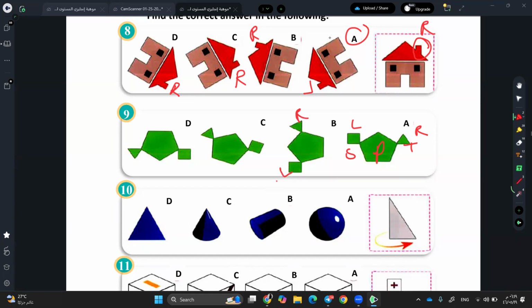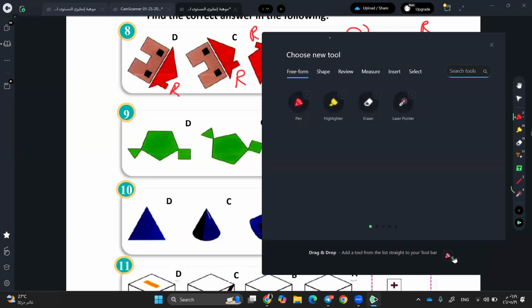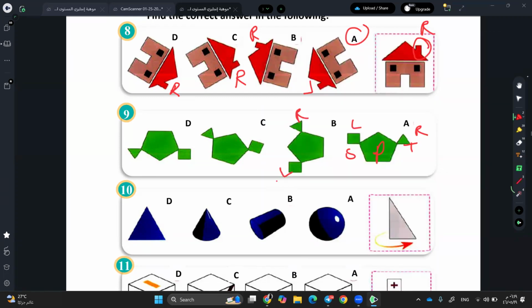And D, when you rotate it, let me see here if I can take a screenshot. When you just flip it down, it's going to be like that. This is a pentagon, and you flip it like that. So this is a triangle, and this is a square. Again, this is going to be left and right. So what do you think is the different one? C. C, excellent.